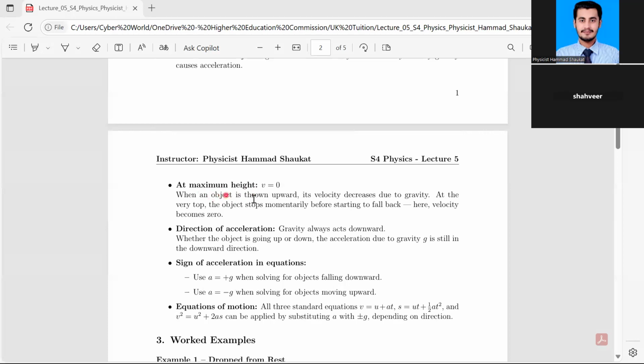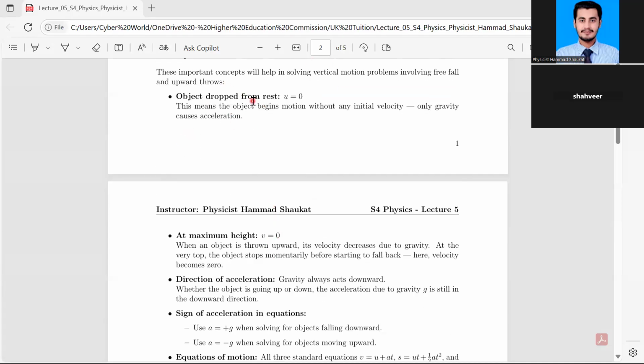At the very maximum height, your final velocity would be zero, because I told you that there is a moment at the very maximum height point where your object just stops for a while, and then after that it moves under the action of gravity. That's why the final velocity must be zero at the very maximum highest point. Initial velocity is zero at the starting point, and final velocity is zero at the maximum point.